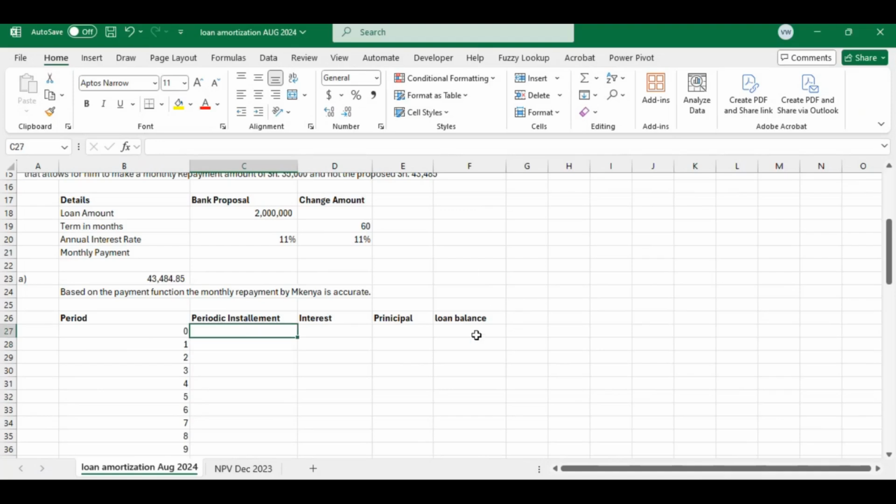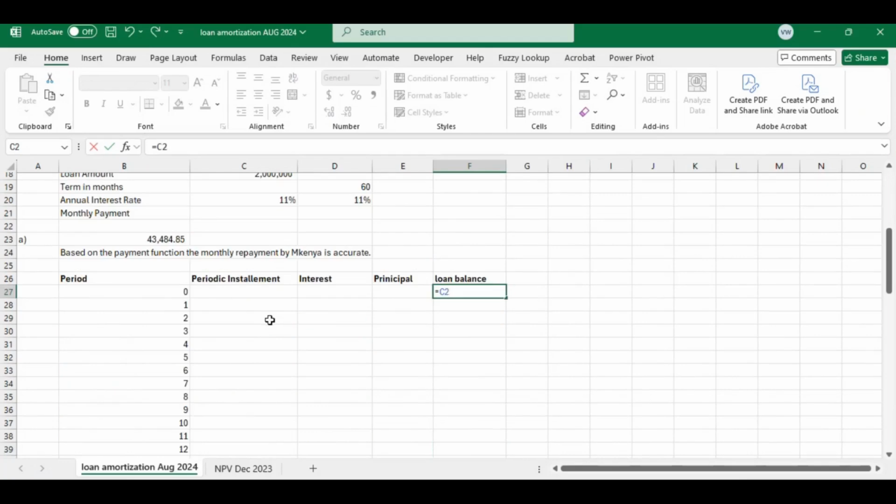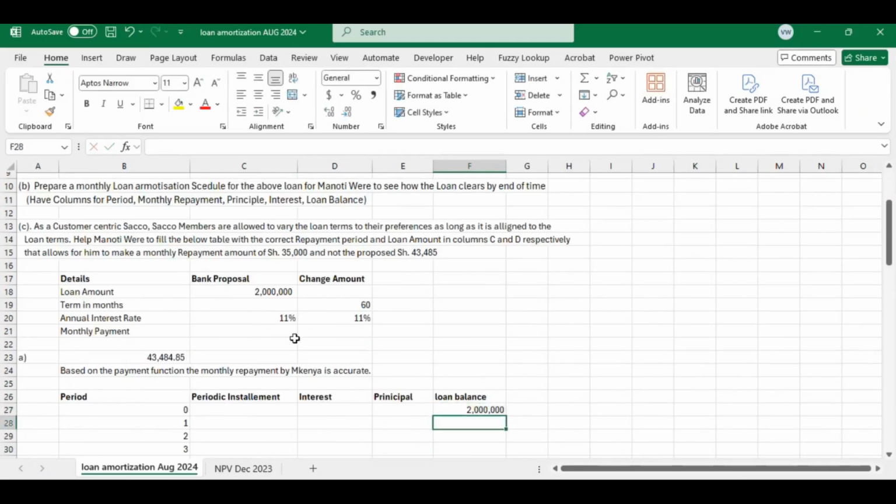So at period 0, we should only have the loan, and we already know that the loan that was borrowed was a loan of how much? This was a 2 million loan. So this is the loan that was borrowed.